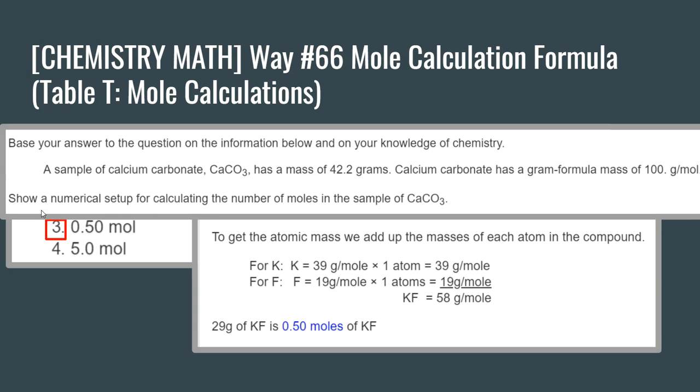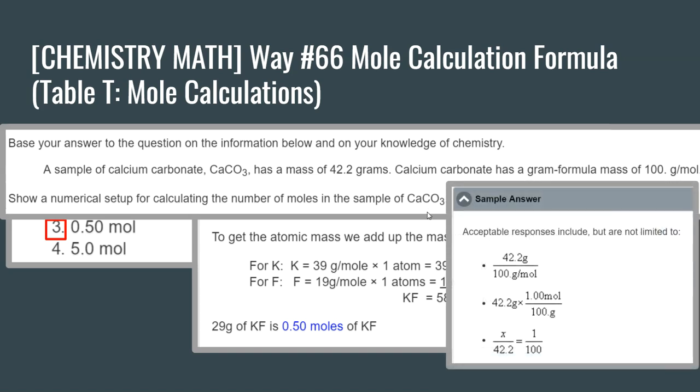Notice this problem asks you to show a numerical setup. So do not go through the effort of trying to solve the problem. Simply show your work, how you would use this information to calculate the number of moles in a sample of calcium carbonate. Using the formula, you know that moles equals the given mass divided by the gram formula mass. So you just have to divide two numbers, 42.2 grams divided by the gram formula mass of calcium carbonate, which is 100 grams per mole, and this will calculate the number of moles present in 42.2 grams.